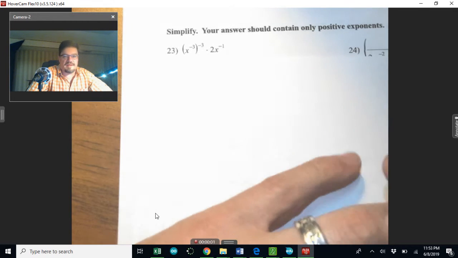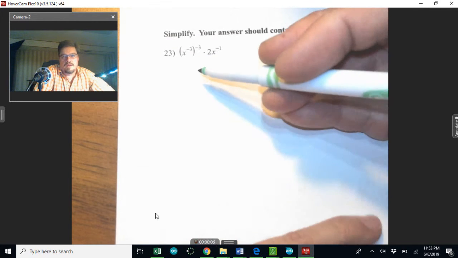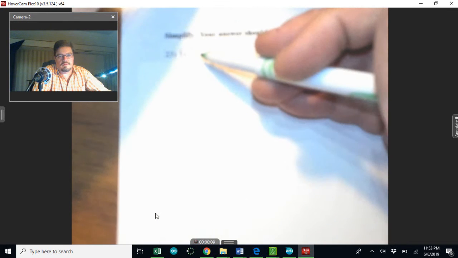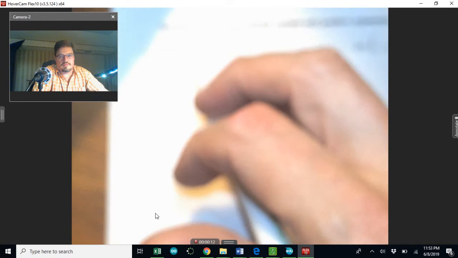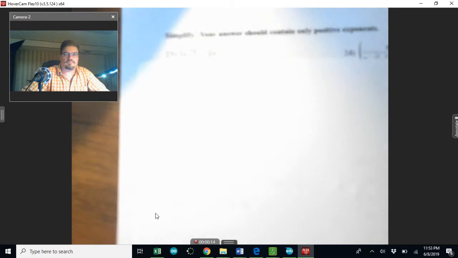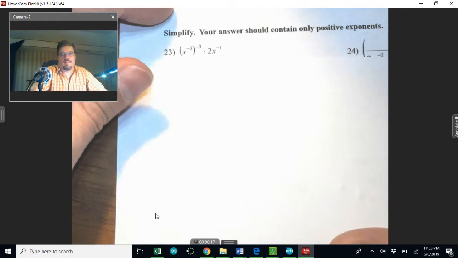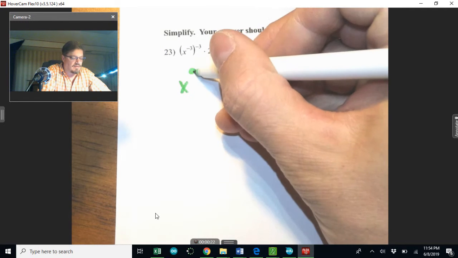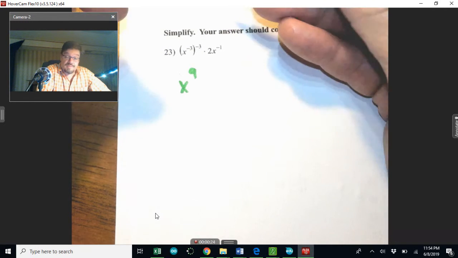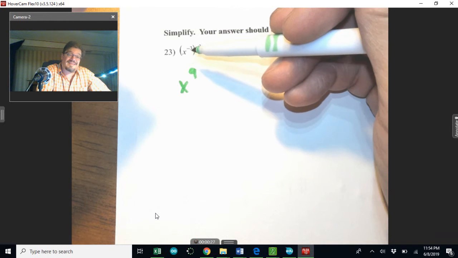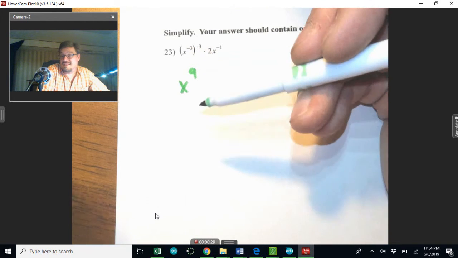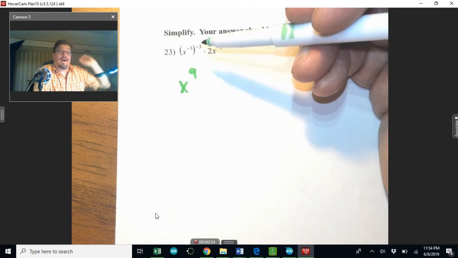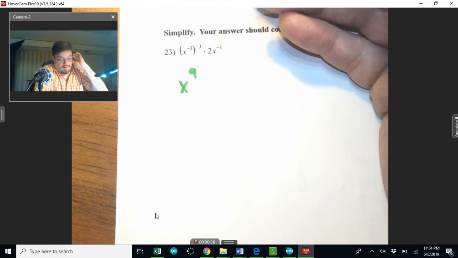Okay, so rules of exponents number 23. You have a power being raised to a power, so you multiply those exponents, all right? So that actually gives you positive 9. You can think of it this way: x to the negative 3 means you would have had to put it in the denominator. Then if you had another negative 3, you would have to put it back in the numerator. So that's why it's positive, all right?